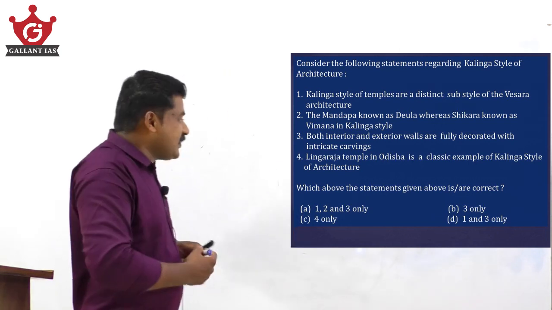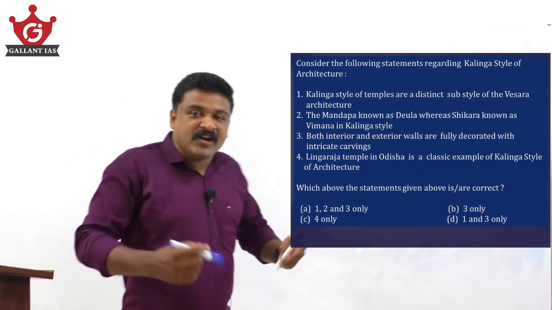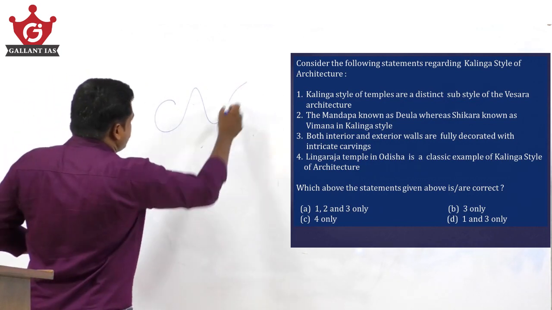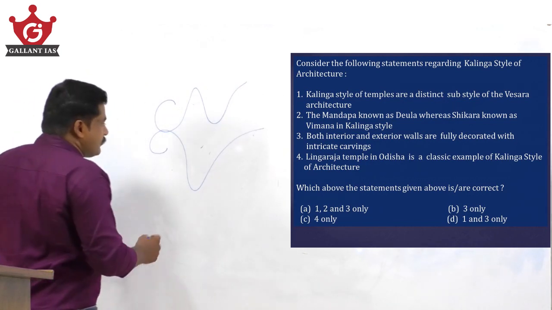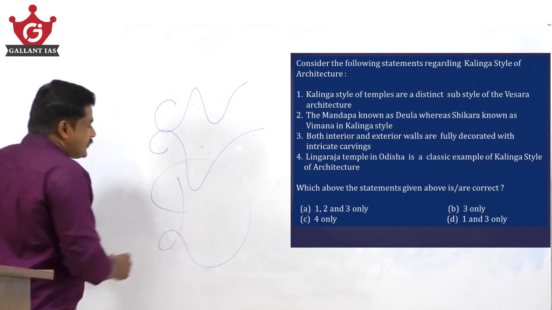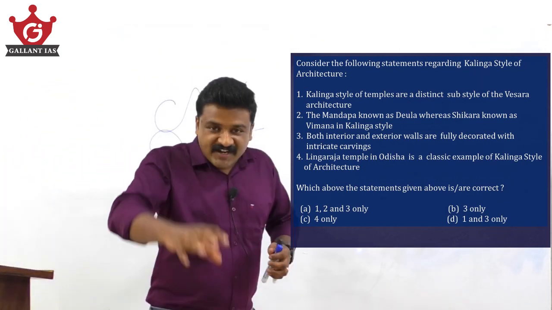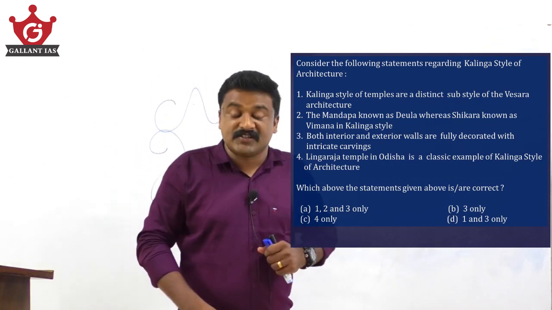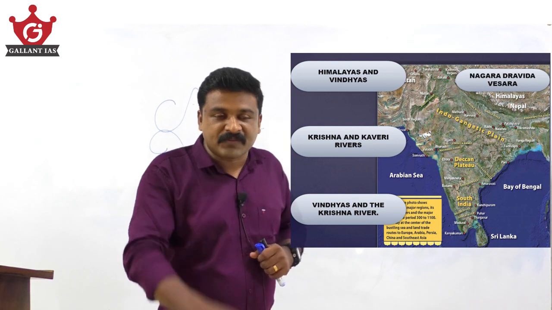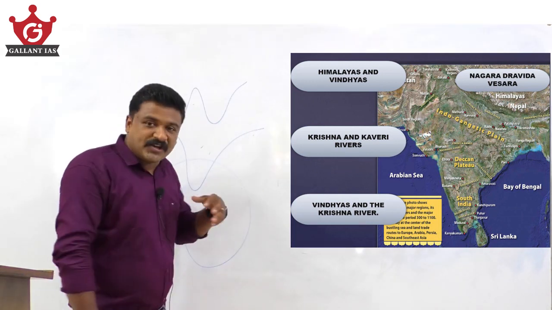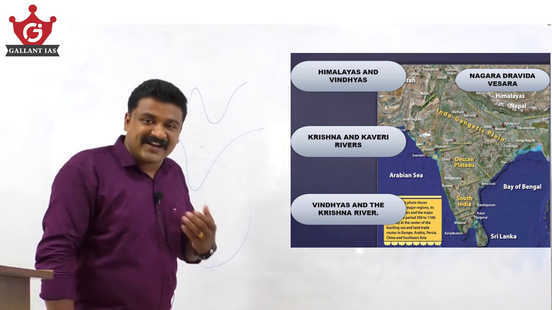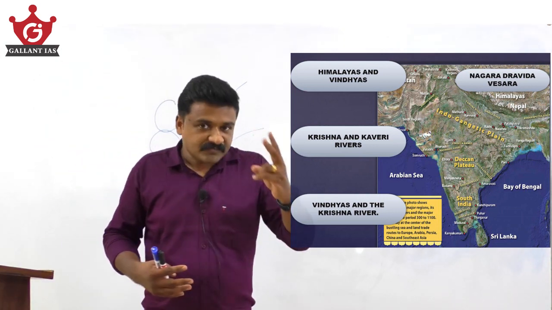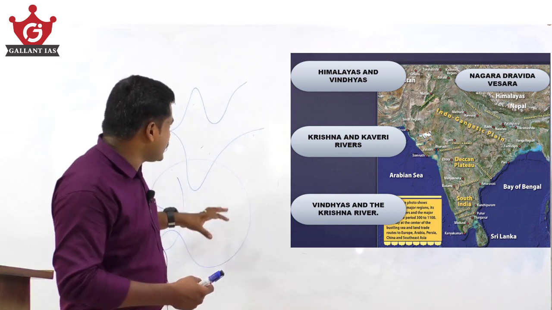We know that there are 3 major styles of temple architecture: Nagara style, Vesara style, and Dravidian style of temple architecture. Nagara is the North Indian style, Vesara is the Deccani style, and Dravida is the South Indian style. These are the 3 major schools of temple architecture.